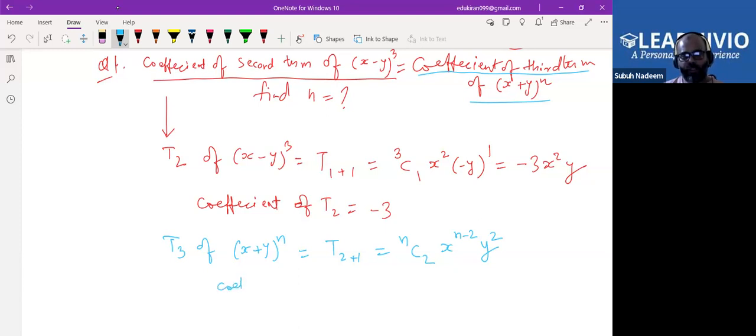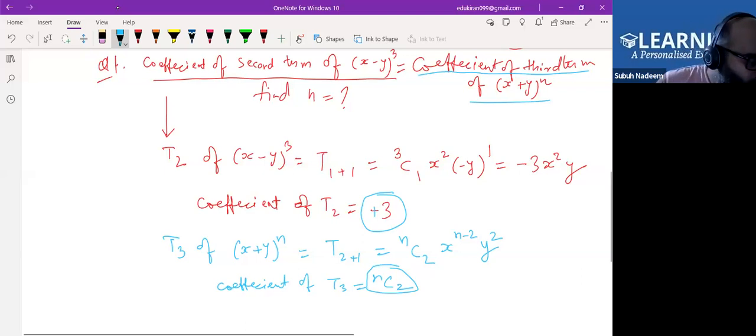Now we are interested in the coefficient. So what is the coefficient of T3 here? That is nC2. We are not interested in x and y. Now it says that this minus 3 is equal to nC2. That is a great issue because a negative quantity can't be equal to nCr. So I think the minus sign will have to be not accepted here, otherwise it won't be possible. So the coefficient we'll talk about is 3 only.